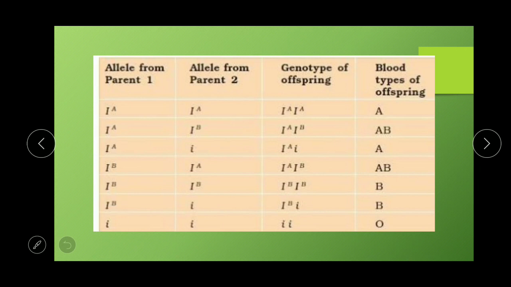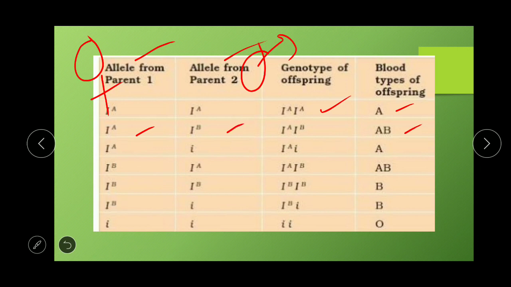From this table you can see the allele from parent 1 and the allele from parent 2. Let parent 1 be the mother and parent 2 be the father. So here you will get IA IA, blood group A, IA IB, blood group AB, IA i, blood group A. As you can see, if IA is present, in most cases it becomes blood group A, and if both IA and IB are present, it will become AB, because both are codominant. So they will express both antigens on their cell surface.